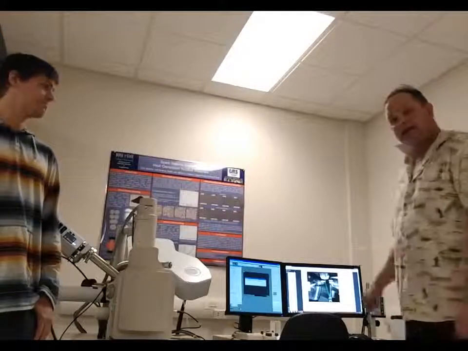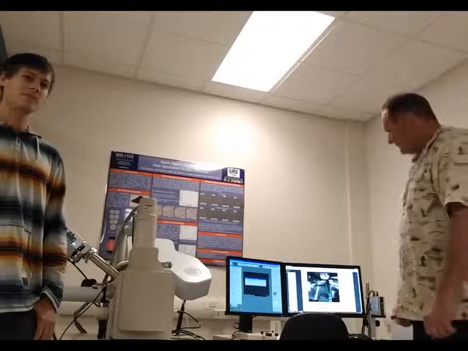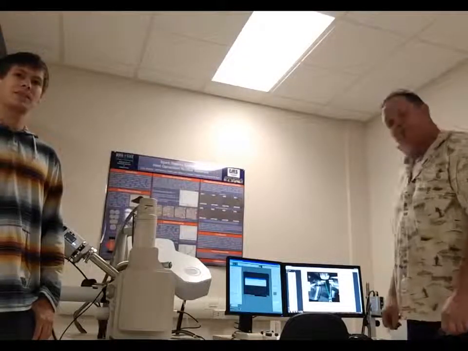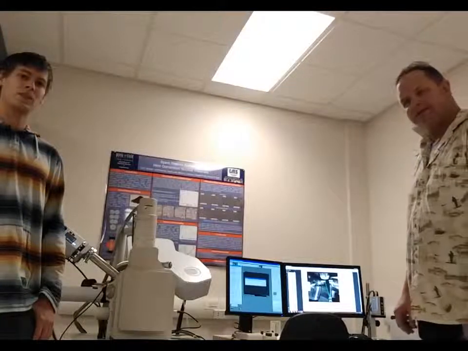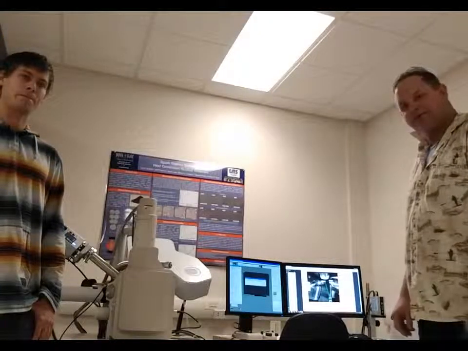We're inside of the electron microscopy lab right now, and this is a scanning electron microscope, the SEM, one of the tools that we use to identify atomically and microscopically different things that are happening with materials.